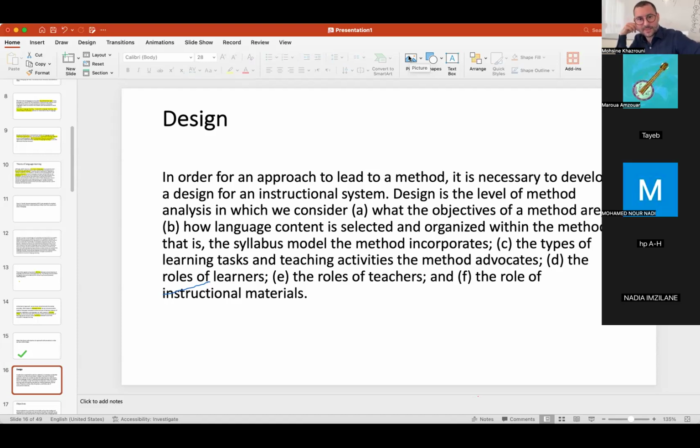Yes, I said to move from an approach to a method, we need a link, and that link is called a design. Okay, so a design includes how many components? I think B, C, D, F. E. So how many? Six. Six. The first one is?